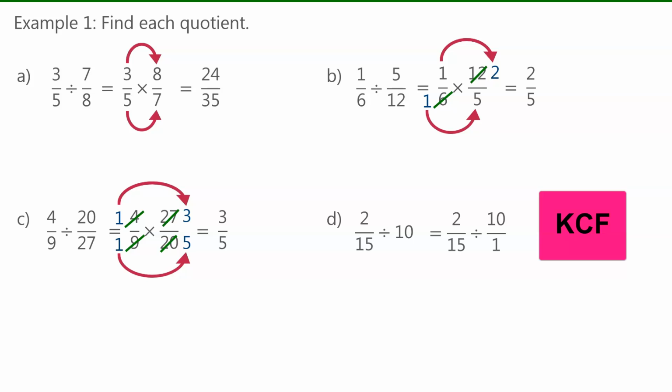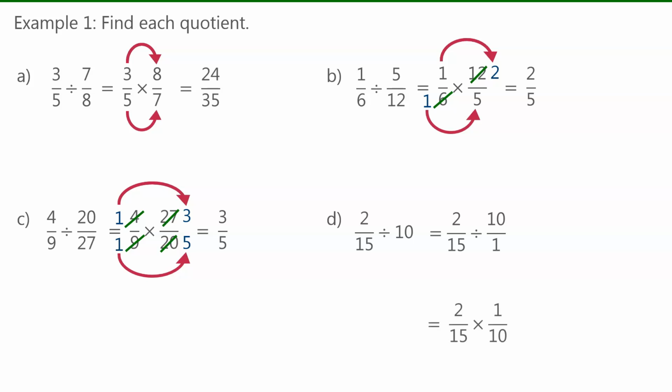So now I do the KCF. So now I will keep, change, flip. You don't do that until after your whole number is changed into a fraction. So 2 over 15 stays as is, division changes to multiplication, and then 10 over 1 flips to the reciprocal. So the reciprocal of 10 is 1 over 10.